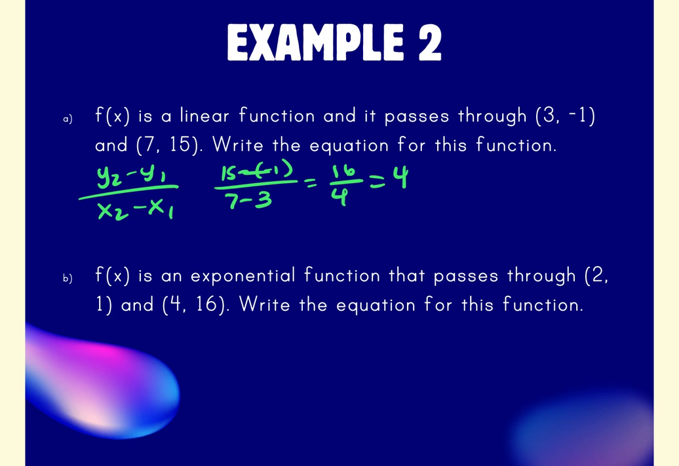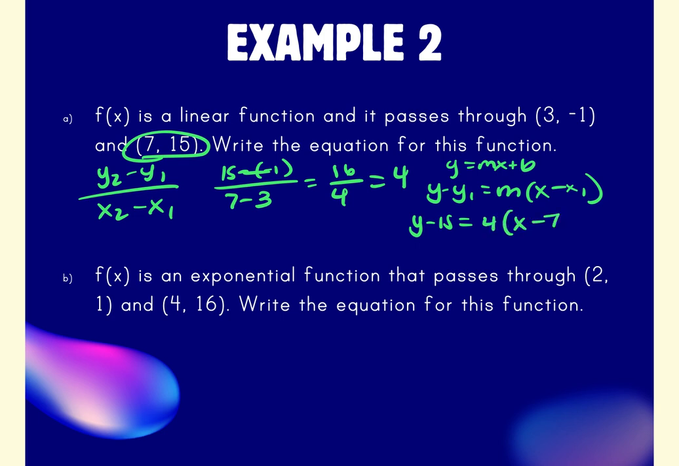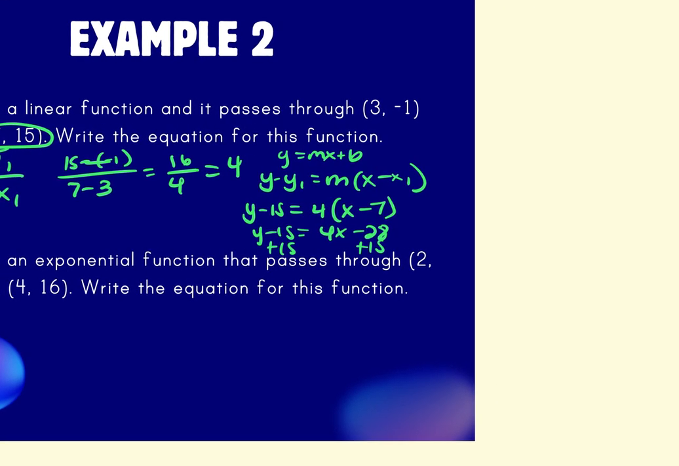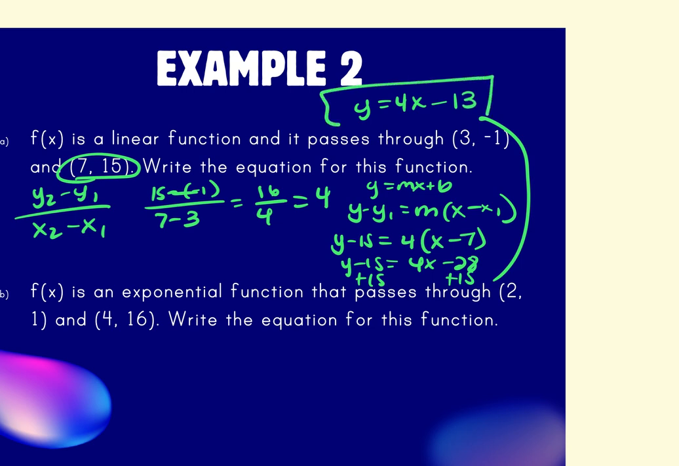All right, then I would plug it into either y equals mx plus b, or y minus y1 equals m times x minus x1, your choice. So I pick either point. I'm going to pick these because they're both positive. y minus 15 equals m, which is 4, times x minus 7. y minus 15 equals 4x minus 28. Add the 15, and y equals 4x minus 13. Questions?